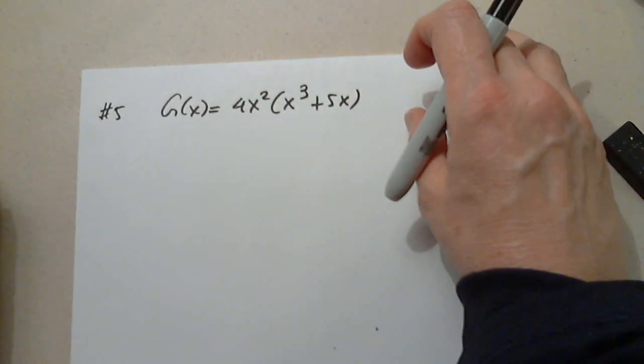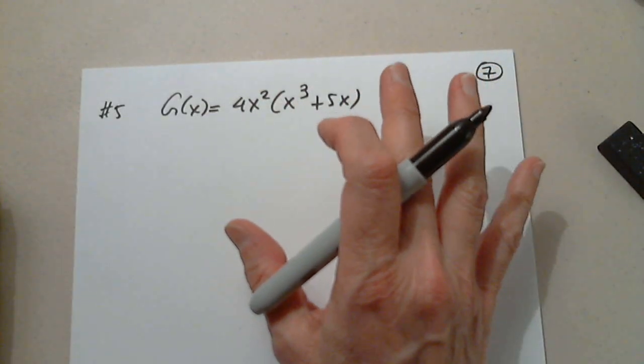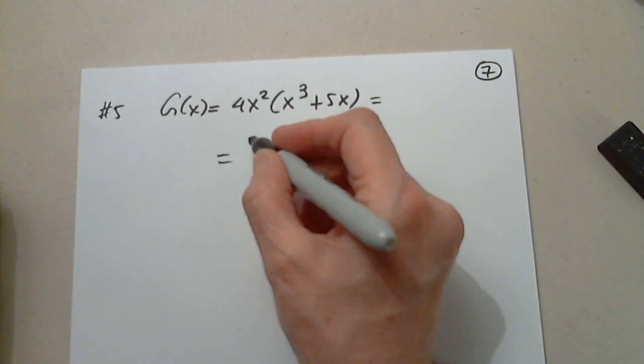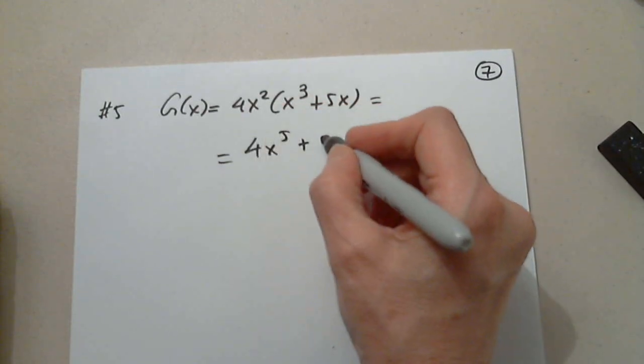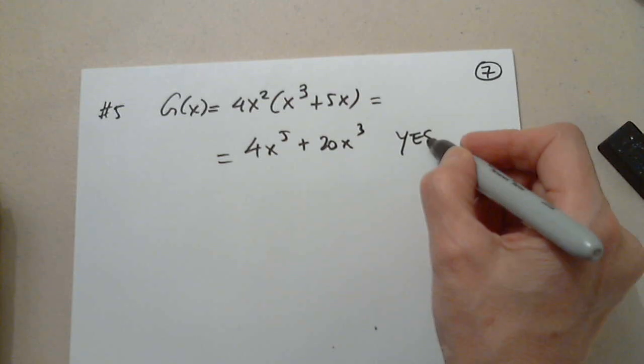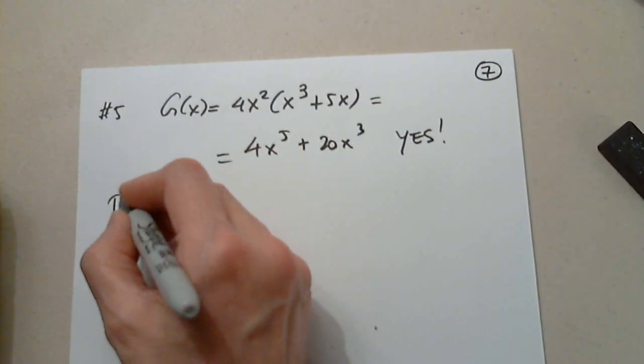Sorry. Okay, so you can say, what's the big deal? Just distribute. When you distribute here, you have 4x to the fifth plus 20x cubed. And differentiate this. Yes, I can. But we want to use the product rule.